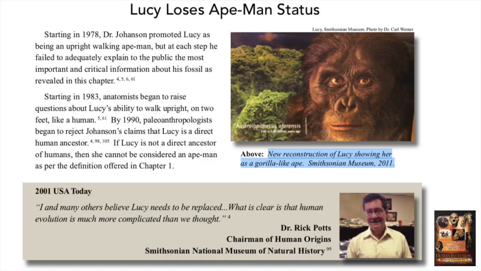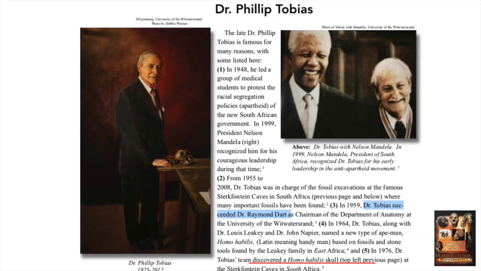So by 2011, the Smithsonian had made Lucy into an ape. But remember our textbook, 2012? They were still teaching Lucy as walking upright. So my question is, all these frauds that have been pushed on us, what's the fraud today that's being pushed on us? And now let's go to Philip Tobias. And I'll just let Dr. Clark explain what happened here.